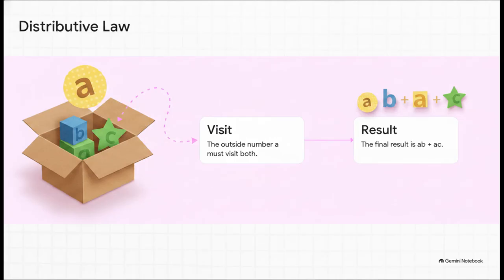Now, let's see how all this builds into one of the absolute most critical rules, the distributive law. Imagine you've got a toy box, and inside are 2 items, B and C. If you have a multiplier A sitting outside that box, it can't just multiply one item and call it a day. No way. The A has to visit both B and C. So A times the group B plus C becomes A times B plus A times C. Seriously, this little visualization is an absolute lifesaver when your equations start getting complicated.